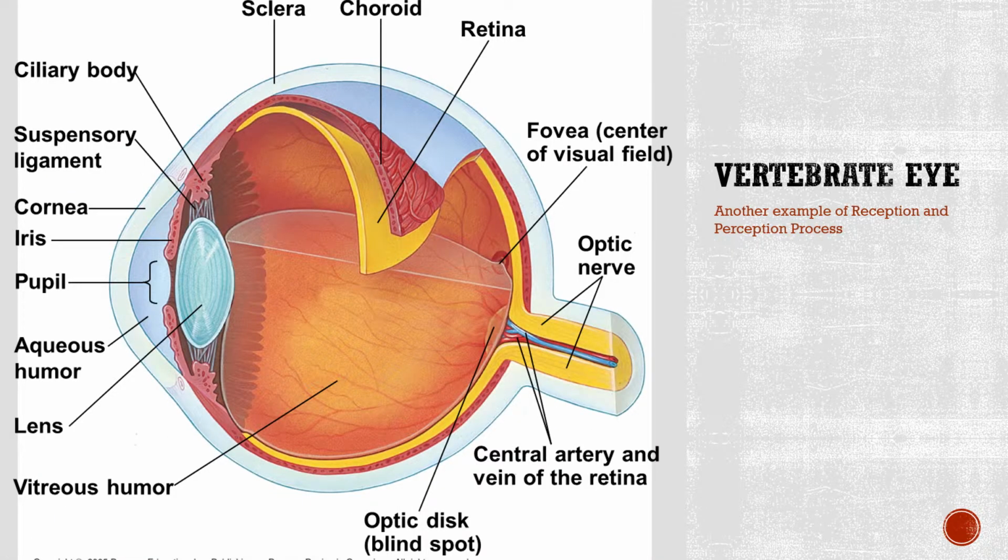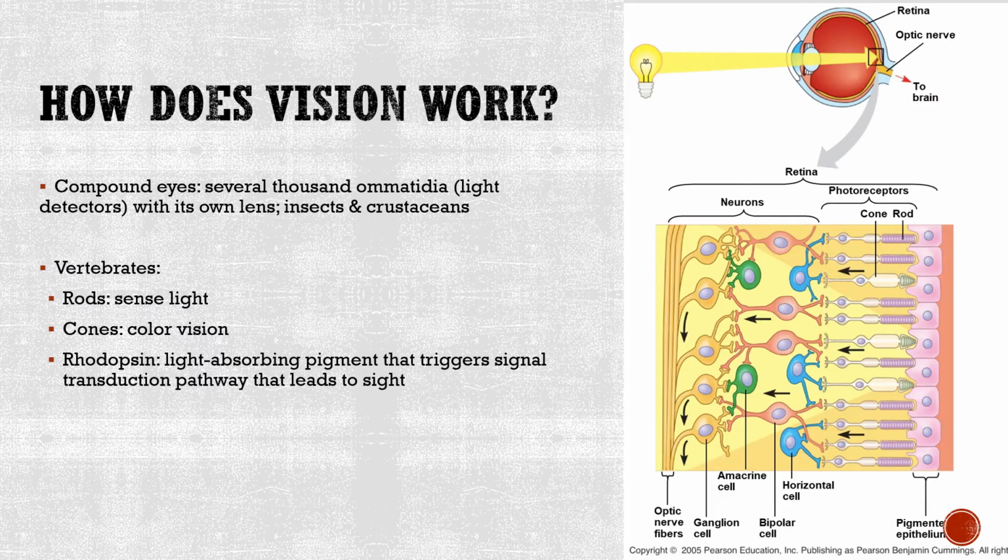Another example is the vertebrate eye. The images we see are made out of light reflected from the objects we look at. This light enters the eye through the cornea, which acts like a window at the front of the eye. The amount of light entering the eye is controlled by the pupil, which is surrounded by the iris, the colored part of the eye.